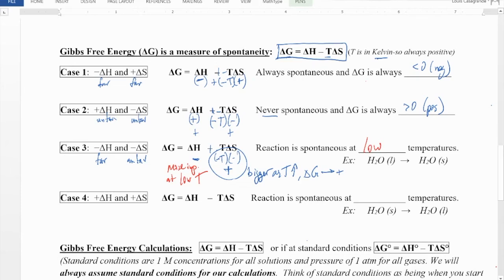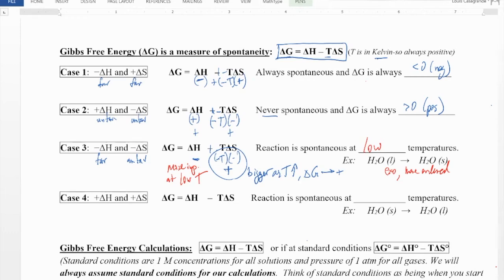All right, so delta H, I talked about this, we're forming bonds. And so forming bonds is exothermic, but we're also making it more ordered, and we need to reduce the temperature for that to happen.